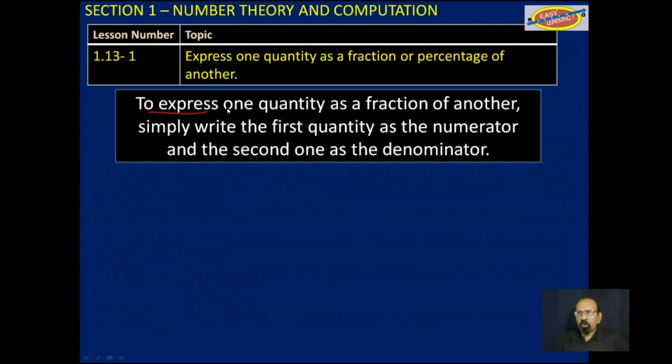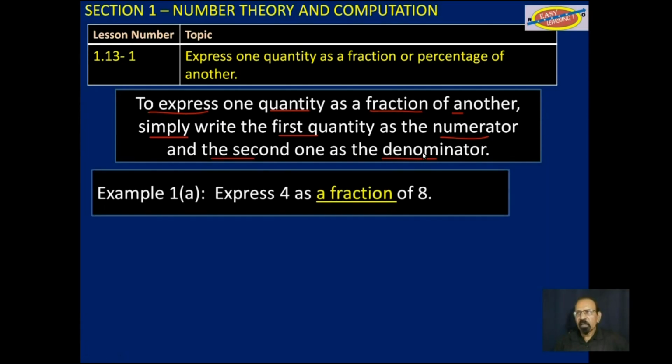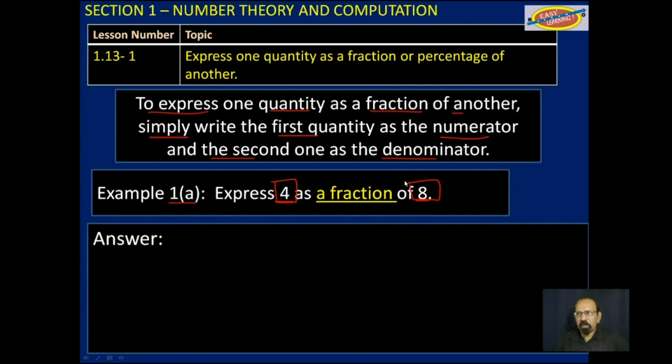Now, to express one quantity as a fraction of another, you simply write the first quantity as the numerator and the second quantity as the denominator. And then you can reduce it if it can be reduced. So, example 1a, express 4 as a fraction of 8. So you write 4 as the numerator and 8 as the denominator, 4 over 8. So you have just expressed 4 as a fraction of 8.